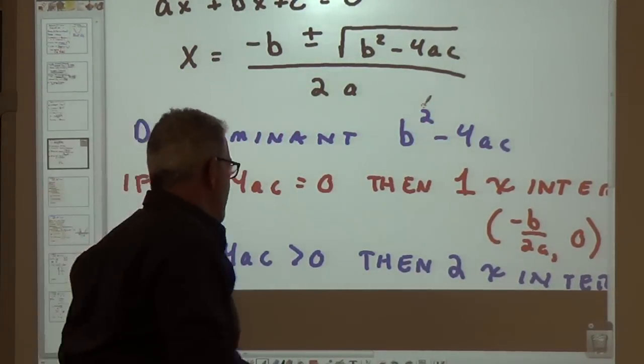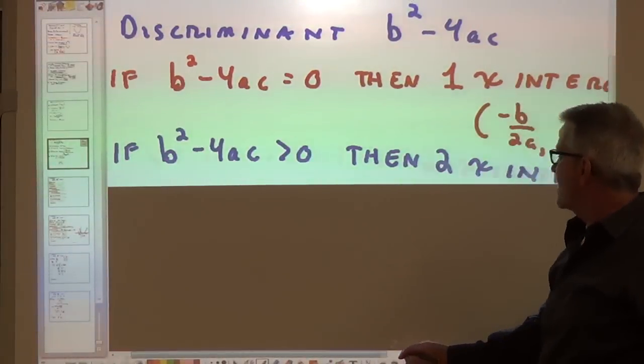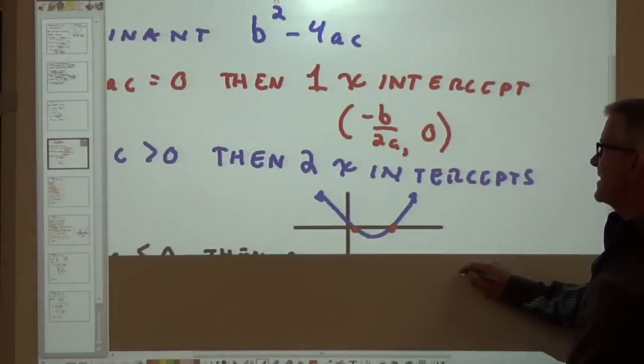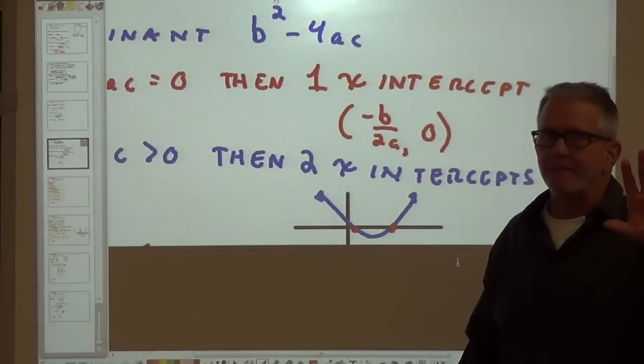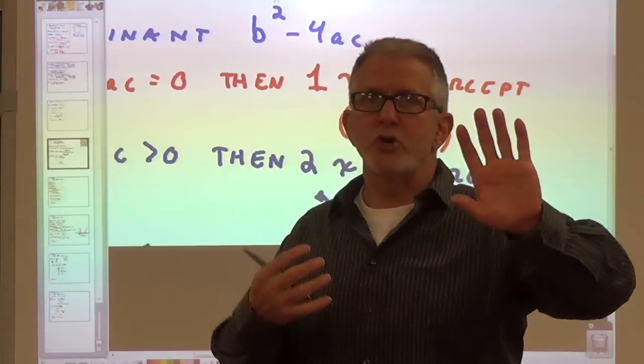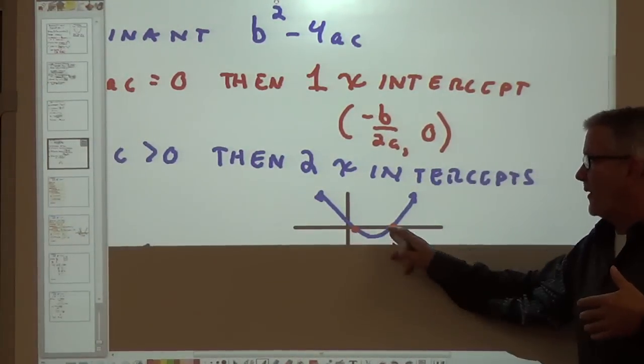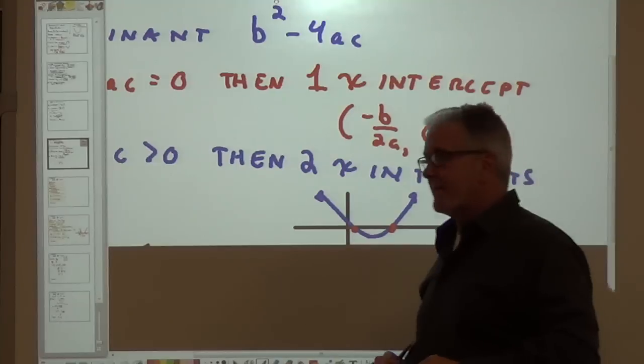If that thing is greater than 0, ladies and gentlemen, I have two x-intercepts, and I'm going to find them. I have an example. I'm going to use the quadratic formula to find those two x-intercepts. Here's an example of one that has two x-intercepts.